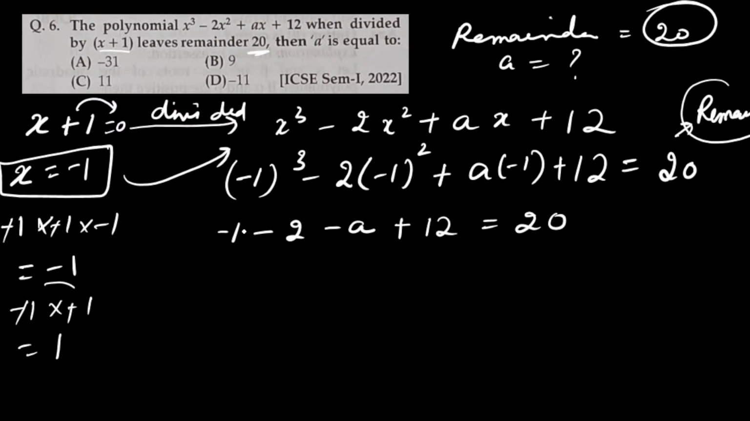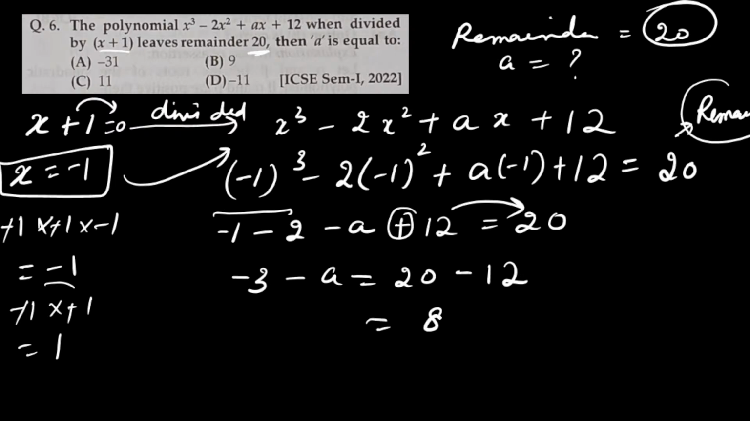Now like terms we can simplify. So minus 1 minus 2 is minus 3, with the minus a. Plus 12, if I shift it to the other side, here it is getting added, so when we shift it to the other side, it will get subtracted. So 20 minus 12. 20 minus 12 is 8.